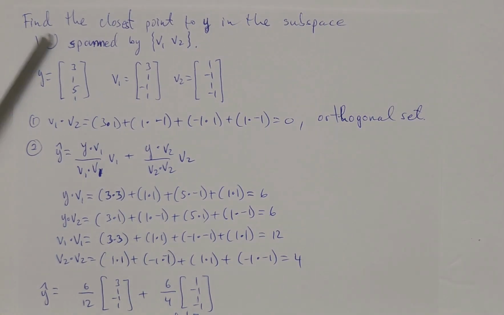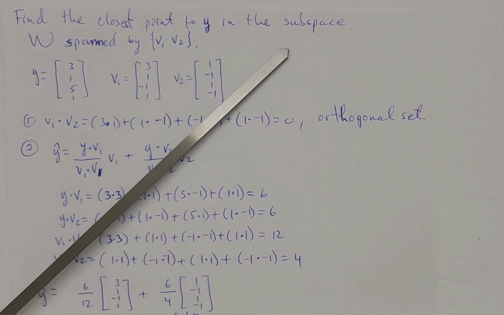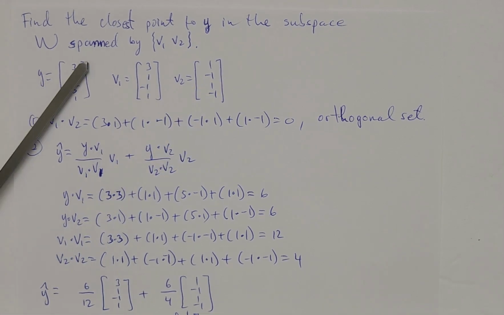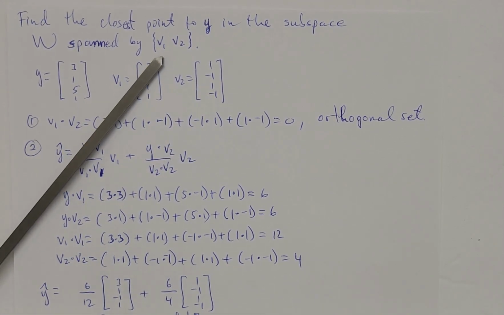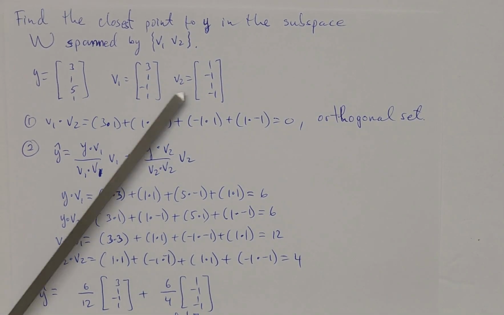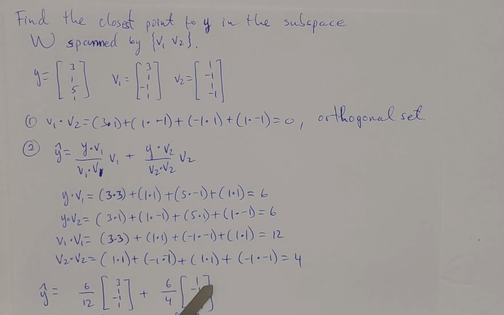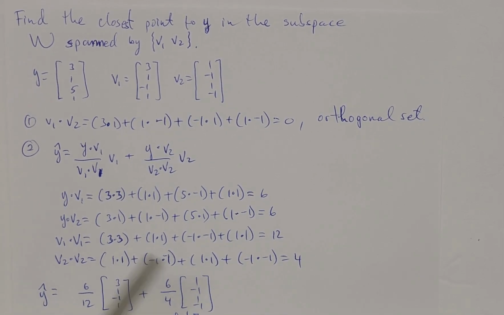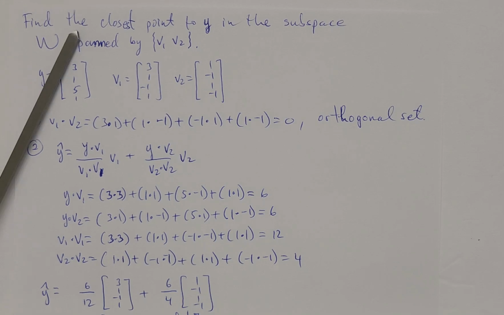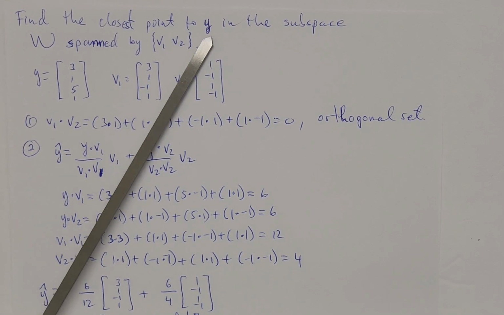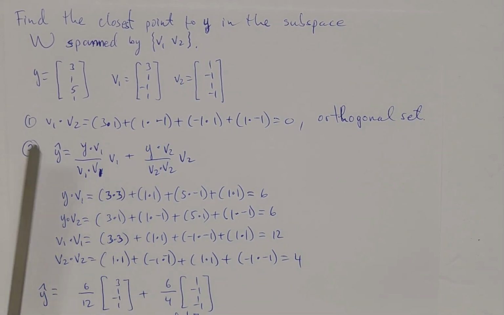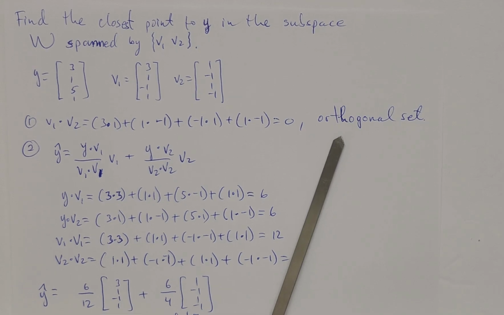This lesson is: find the closest point to y in the subspace W spanned by V1, V2. So here's y, V1, V2. Same procedure again, just this time we are asking for the closest point to y. Okay, so first we need to check orthogonality.